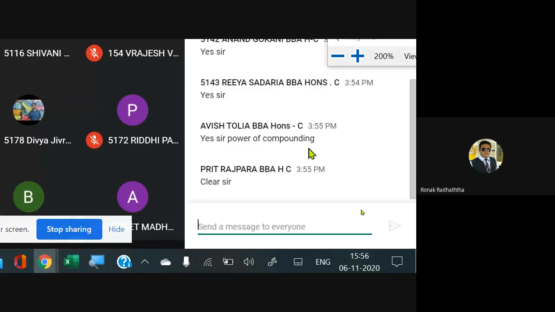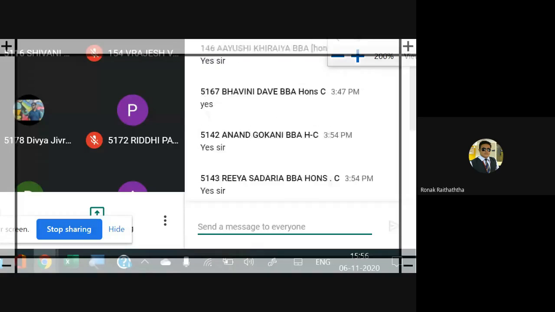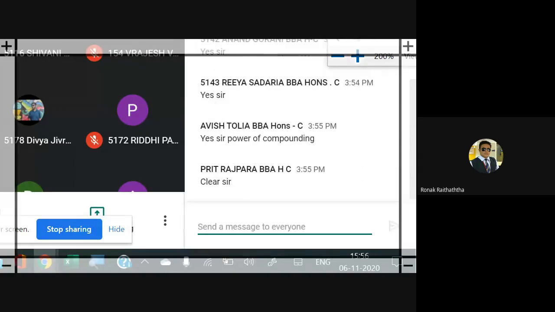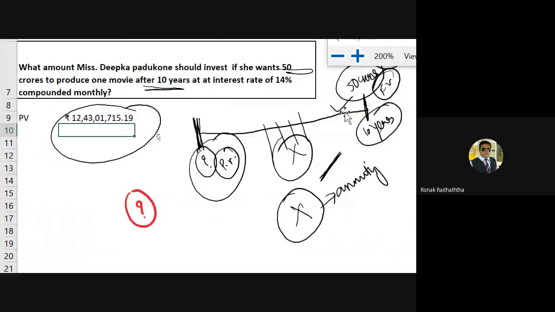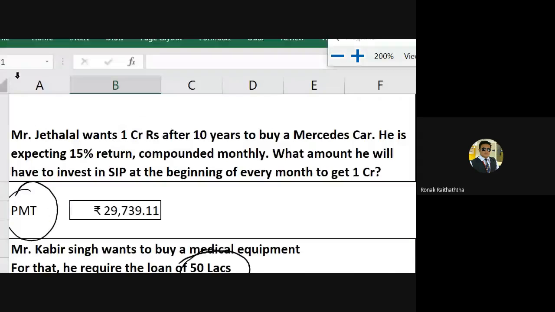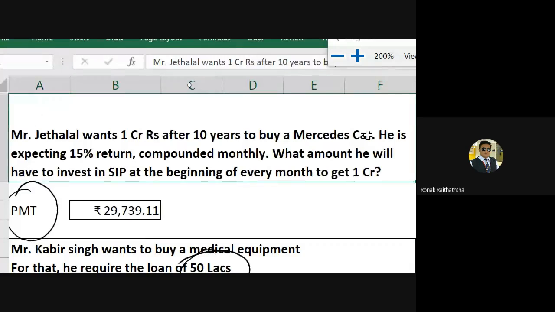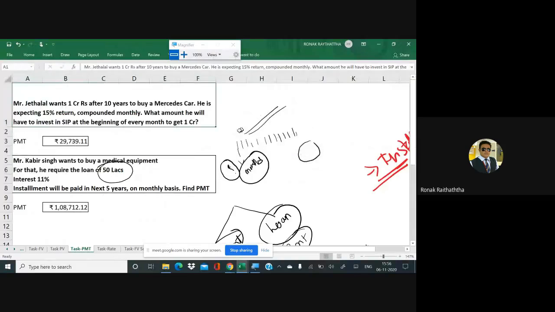Good. Okay, let's move ahead now further. Next we have PMT task. Let's try to understand what is the requirement in this question. Everyone should read it along with me. Those who have the answers must delete the answers from there.